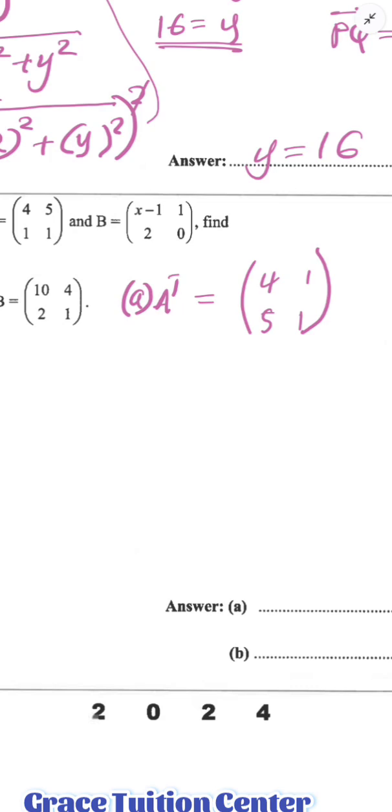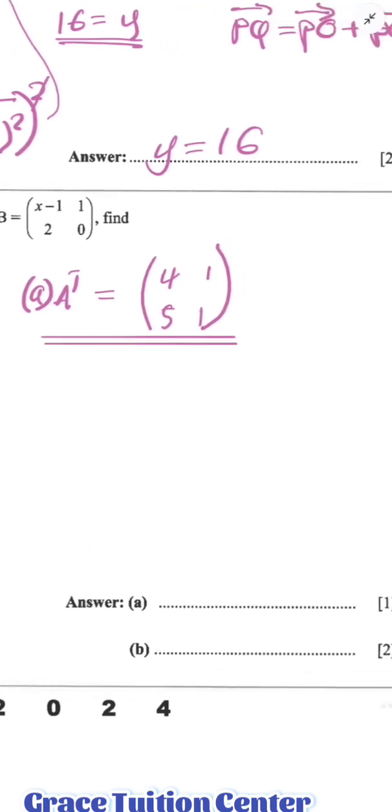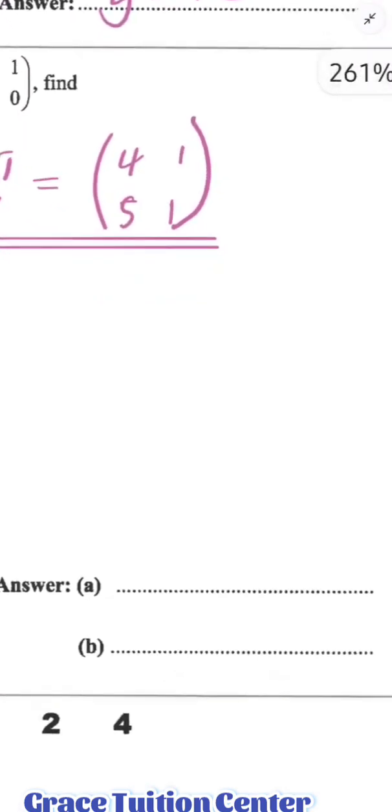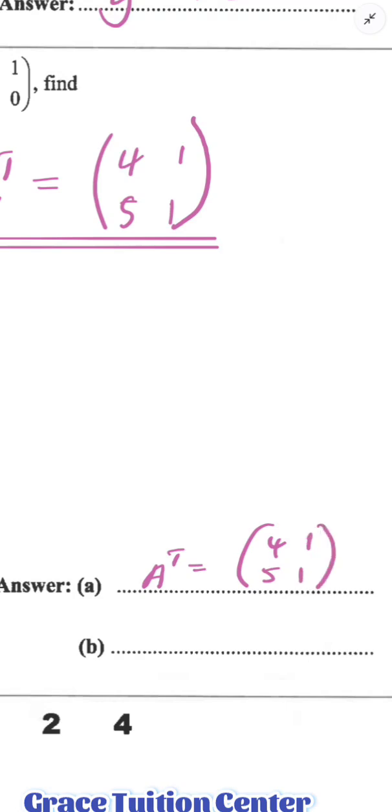So that is our transpose. That is a transpose of that matrix. As simple as that. So it's just a 1 mark question. You can go ahead and on your answer space here, write A transpose is 4 5 1 1 there.